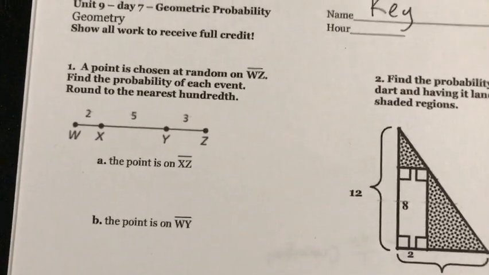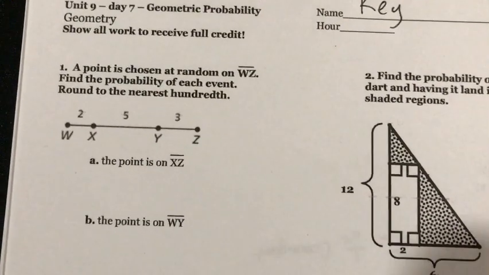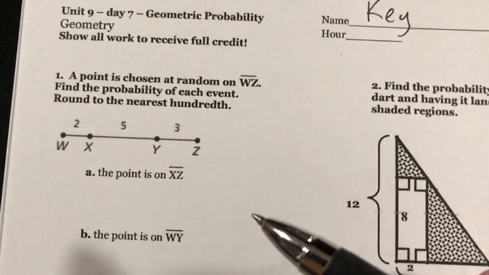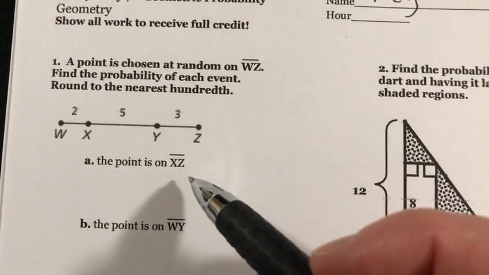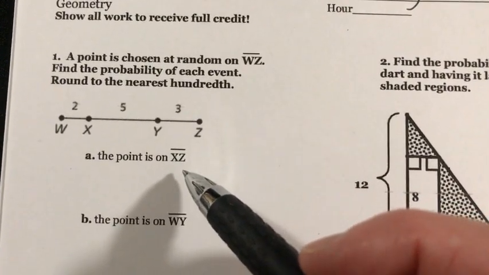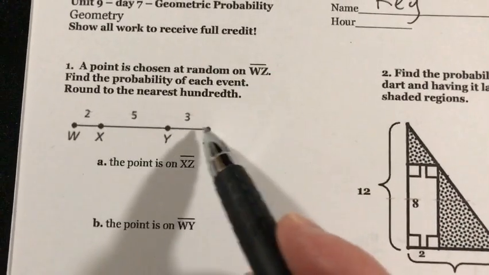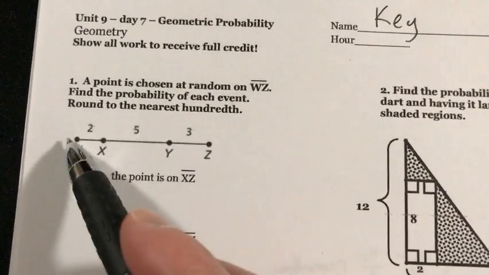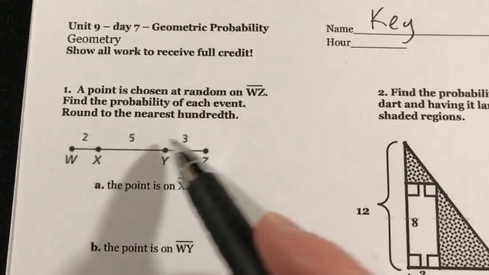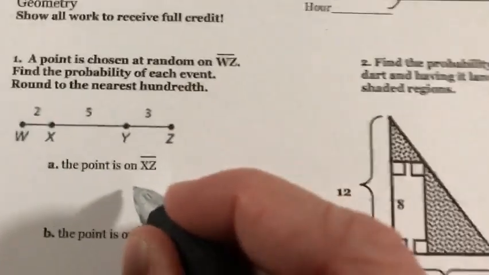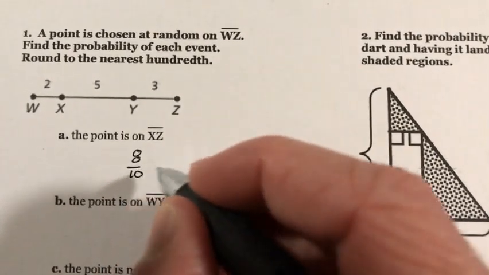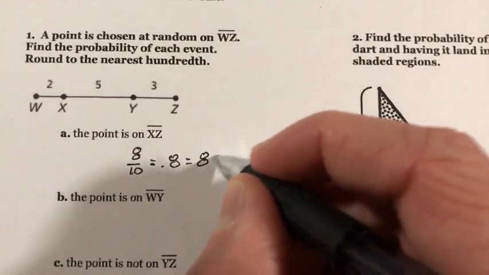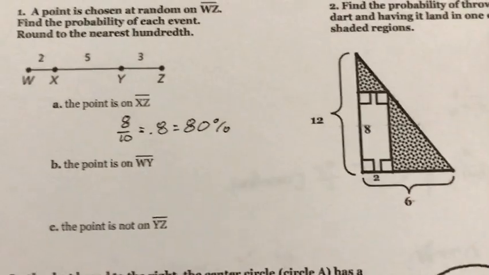So question number 1 is a probability question. Instead of areas, we're just looking at a length, but we've got the 3 lengths on the diagram. So if it says, what's the probability that the point is on segment XZ? Segment XZ we see is here. It's got a length of 5 plus 3 or 8, and that's 8 out of the total. 2 plus 5 plus 3 is 10, and so our probability is 8 out of 10, which would be the same thing as 0.8, and that would be 80%.